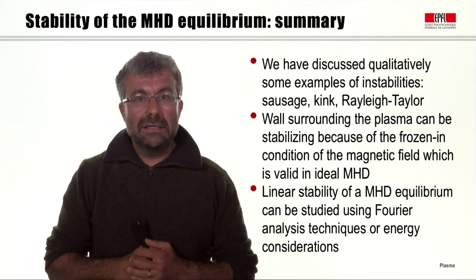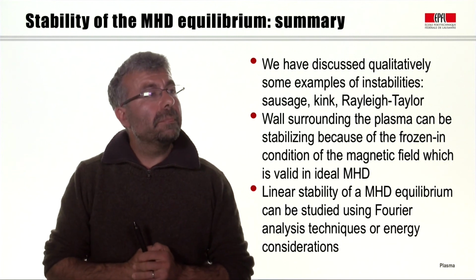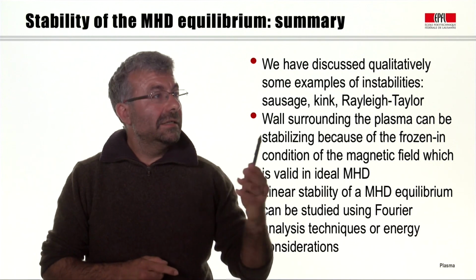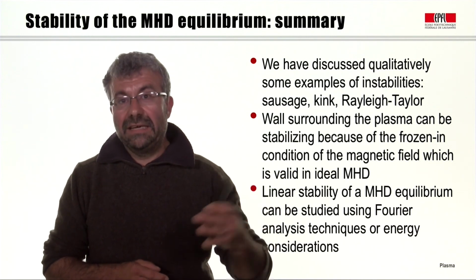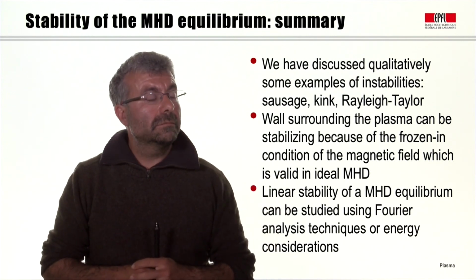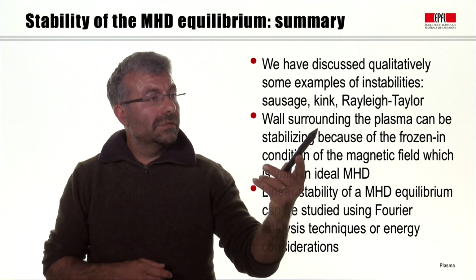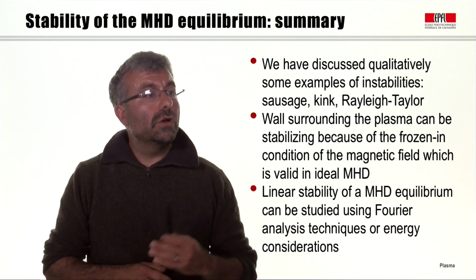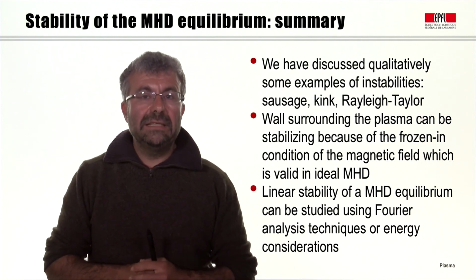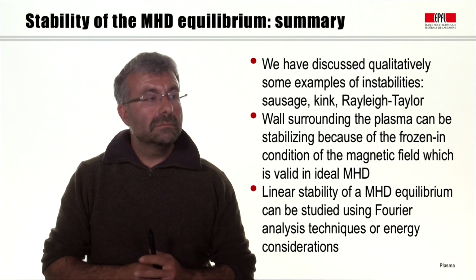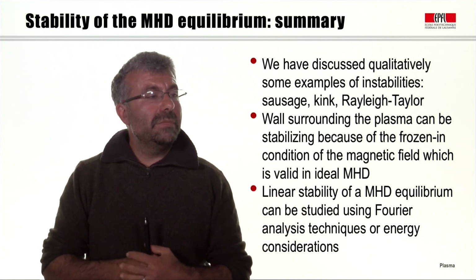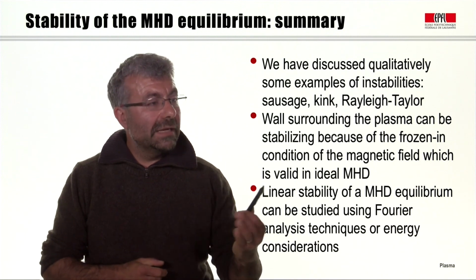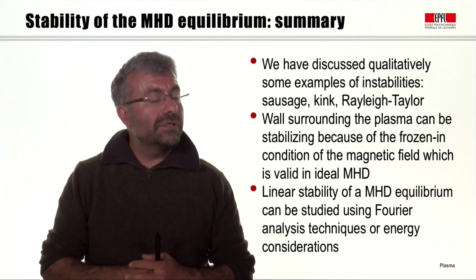Now let's summarize what we have discussed in this lecture. We have qualitatively discussed some examples of instability: the sausage, the kink, and the Rayleigh-Taylor. We have seen that the wall surrounding the plasma can be stabilizing because of the frozen-in condition of the magnetic field, which is valid in ideal MHD. And then we have seen that the linear stability of an MHD equilibrium can be studied using Fourier analysis techniques or energy considerations.